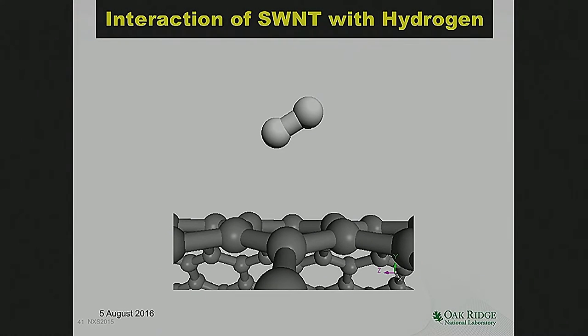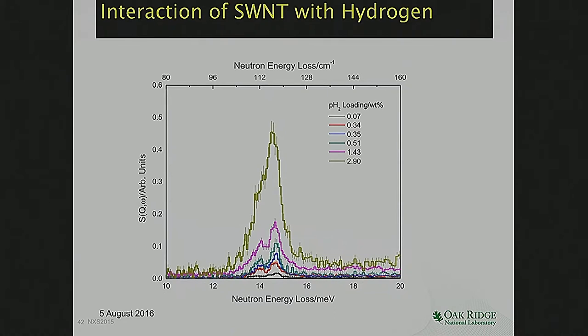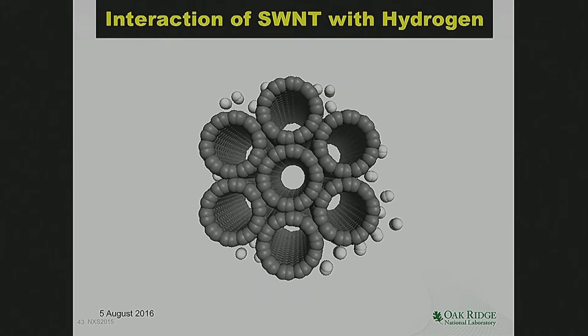Now when you have a single-wall nanotube, what you have essentially is your graphite surface is curved, okay? So when your graphite surface is curved, this is what happens. Instead of having one peak, you have two peaks. This is a very small sample. That's why the spectra is rubbish.